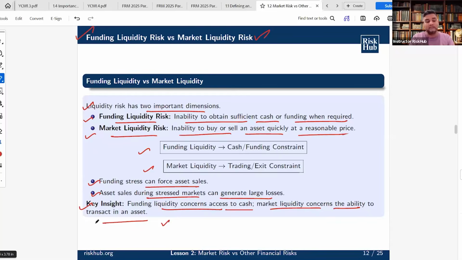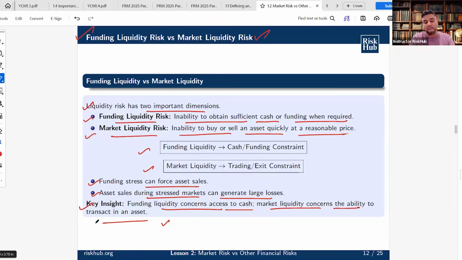The slide then links them. Funding stress forces asset sales, and asset sales into a stressed market generate large losses. One dimension feeds the other. Funding liquidity is about the firm's access to cash, measured by cash flow gaps, LCR (liquidity coverage ratio), and NSFR (net stable funding ratio). It fails when lenders or depositors withdraw.